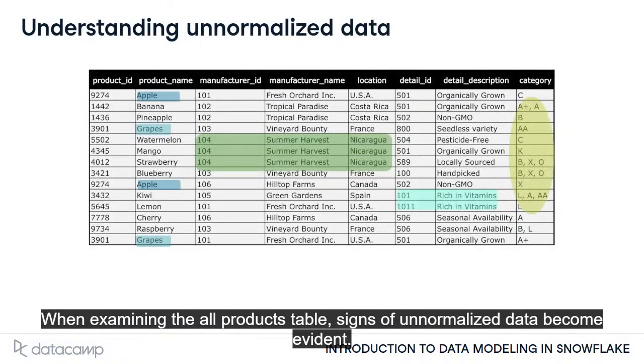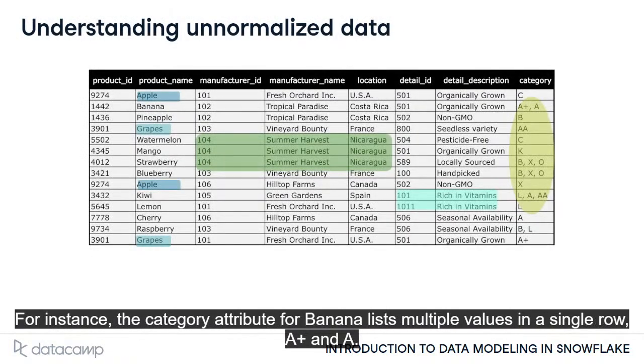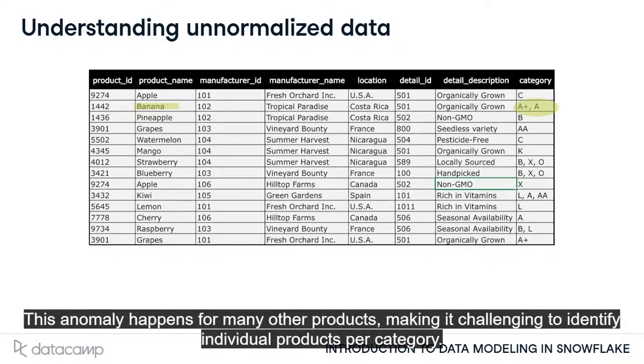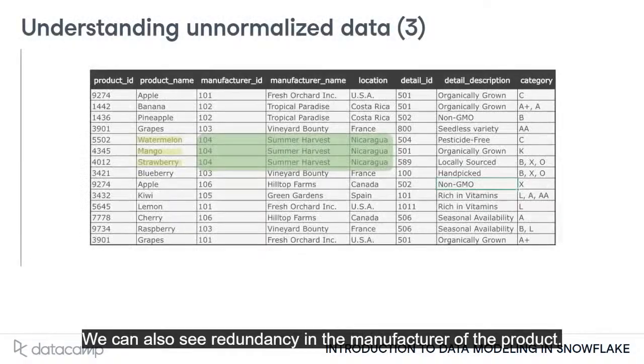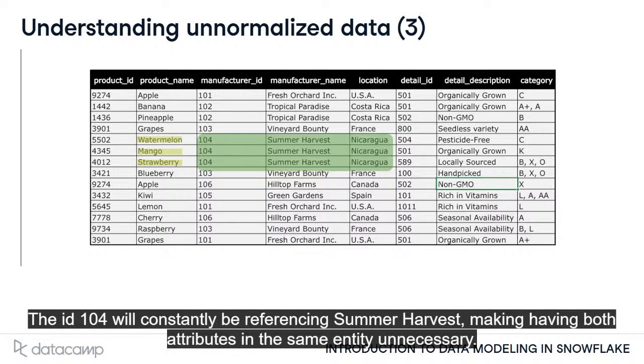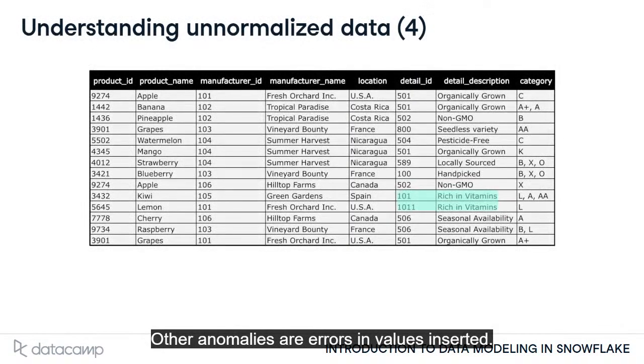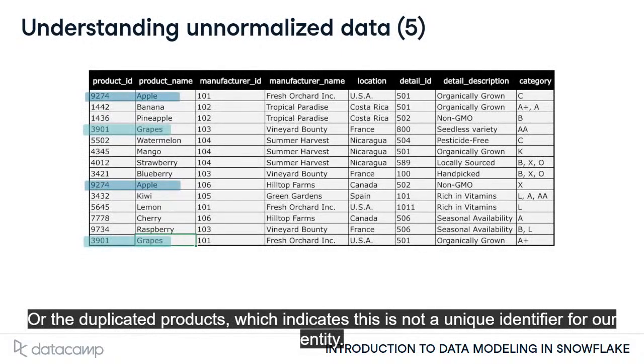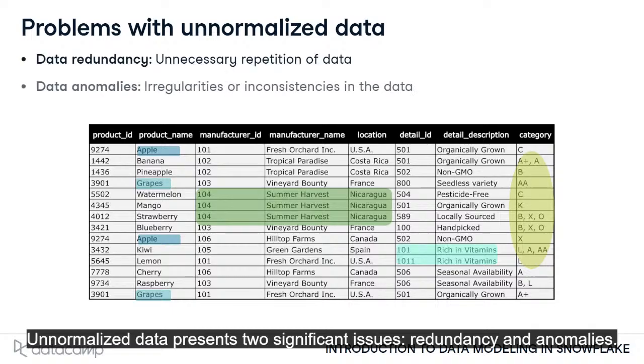When examining the all products table, signs of unnormalized data become evident. For instance, the category attribute for bananas lists multiple values in a single row, A plus and A. This anomaly happens for many other products, making it challenging to identify individual products per category. We can also see redundancy in the manufacturer of the product. The fruit assigned to a manufacturer has two attributes that repeat themselves, manufacturer ID and manufacturer name. The ID 104 will constantly be referring to summer harvest, making having both attributes in the same entity unnecessary. Other anomalies are errors in values inserted, or the duplicated products, which indicates this is not a unique identifier for our entity. Unnormalized data presents two significant issues, redundancy and anomalies.